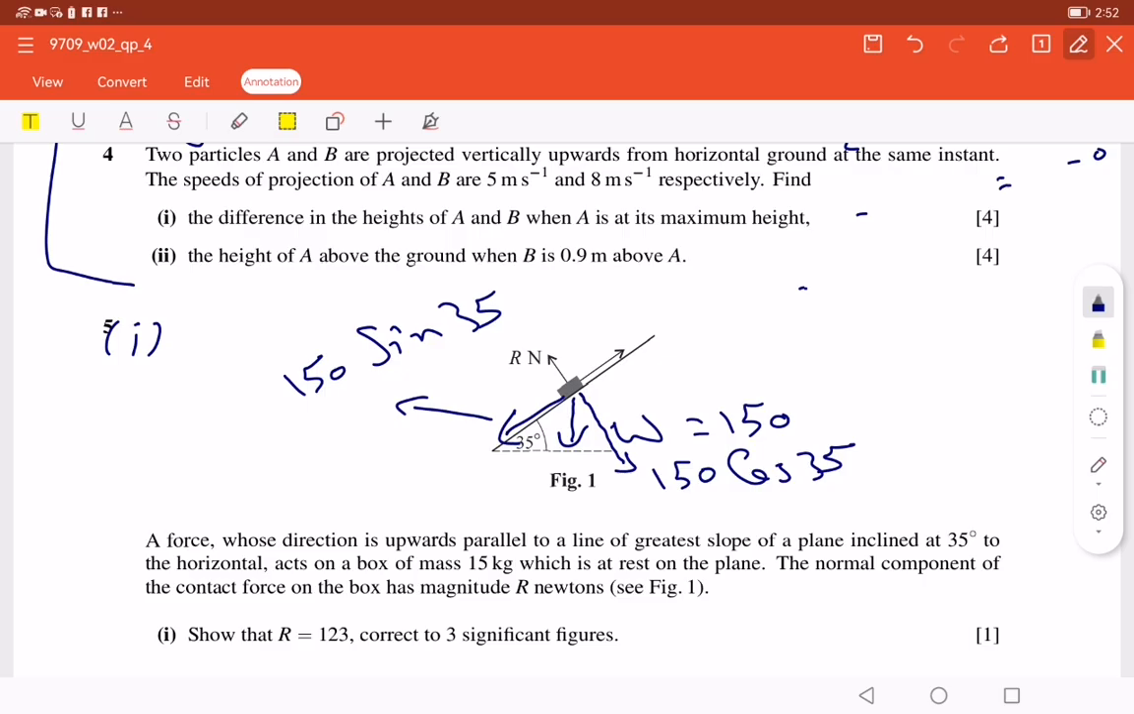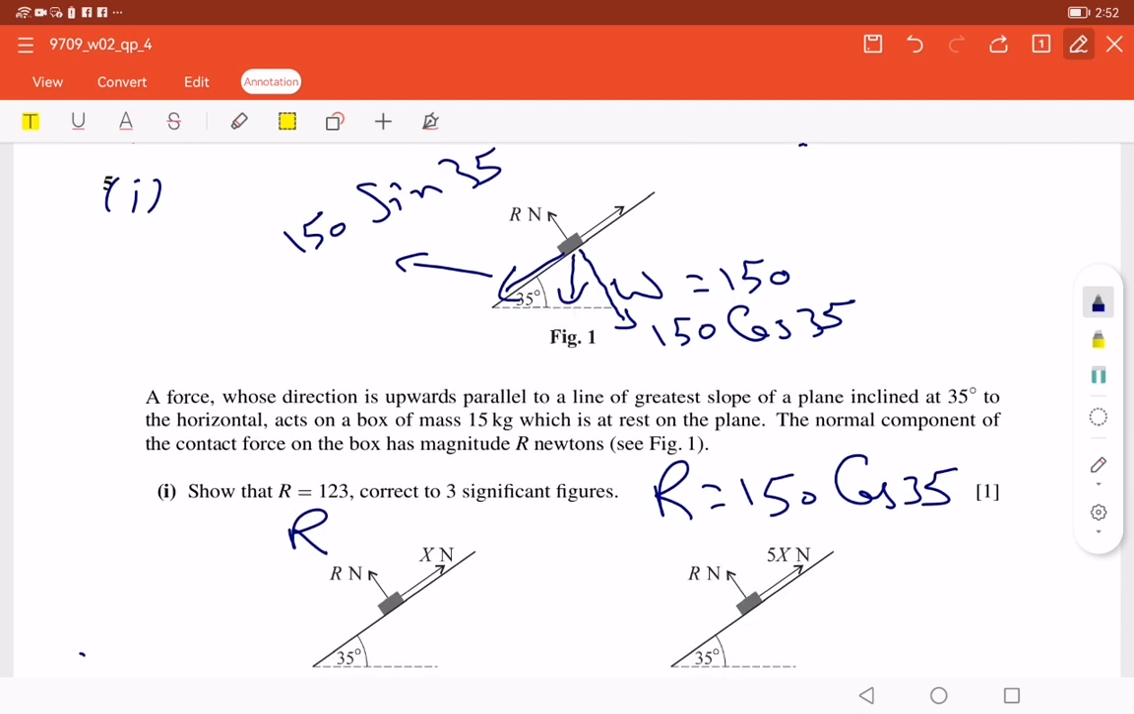That's okay. Now we need to find the value of R. All forces in the direction perpendicular to the motion are in equilibrium, and we know this fact. So R equals 150 cosine 35. Using your calculator, R equals 122.9, corrected to 3 significant figures will be 123. Is it okay? 123.